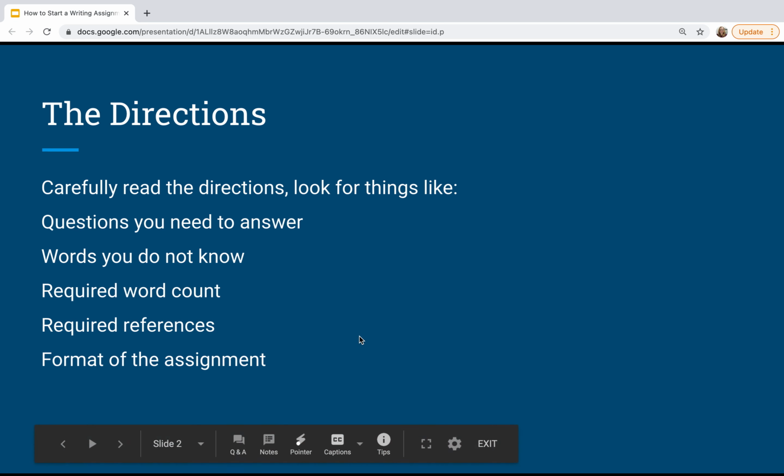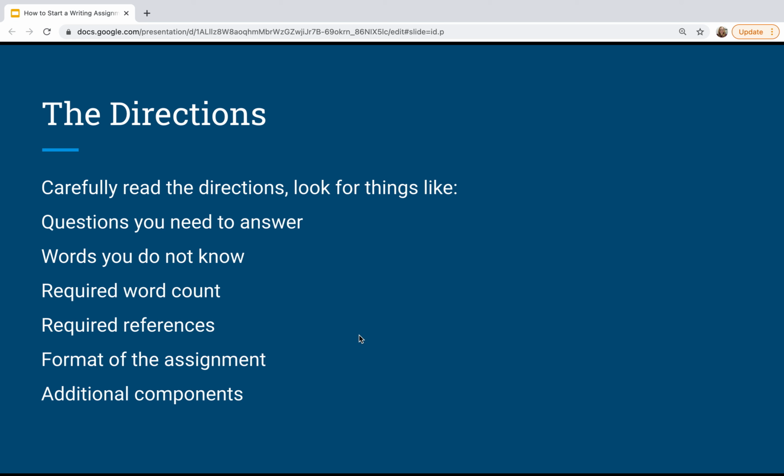The format of the assignment. Is your assignment going to be a research paper? Is it going to be a presentation? Is it going to have some other format? Make sure you understand what the format is. Is it going to be a business letter or a memo? All of those things you should understand before you start writing your paper.